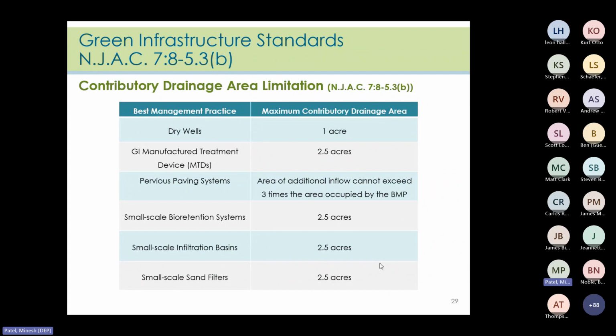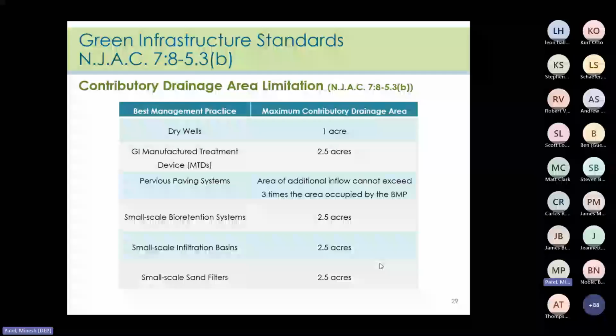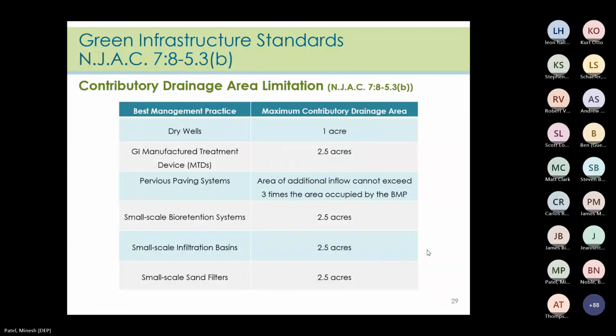As you can see, the column on the left includes the name of the BMP, and the column on the right includes the maximum contributory drainage area. So for example, if you're using a dry well, the maximum contributory drainage area is going to be an acre, MTDs 2.5 acres, and so on. Note, this is table 5.1, so again, we're only talking about MTDs approved for GI.